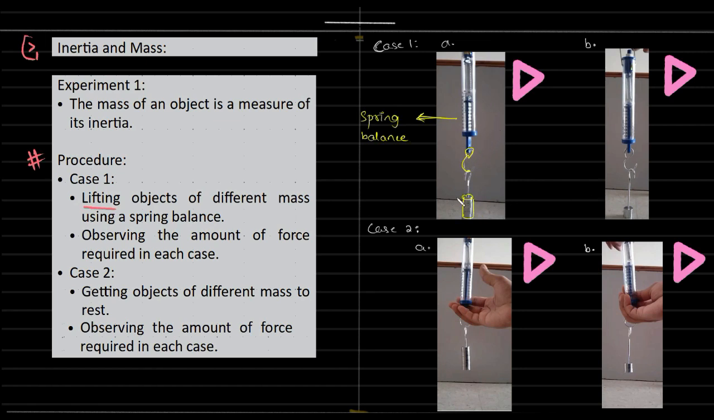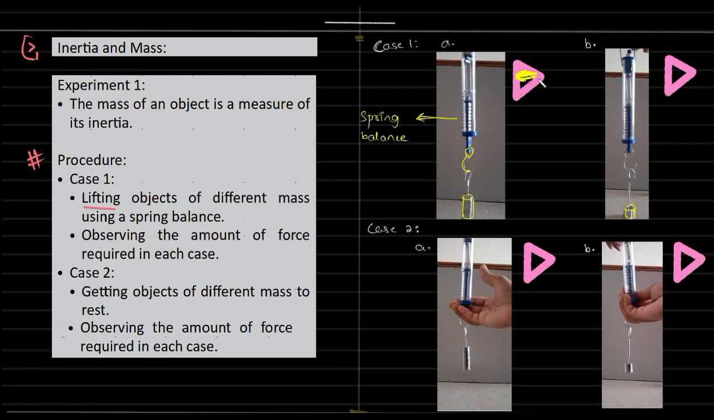See, this heavier object compared to this. This is lighter, this is heavier. So what is it that we are looking at? How difficult it is. So that's what we are trying to figure out. So we observe the amount of force required in each case, right? So let's have a look. So we'll start off with case 1. So let's have a look over here.